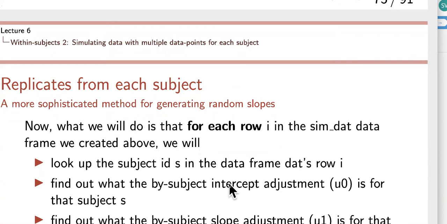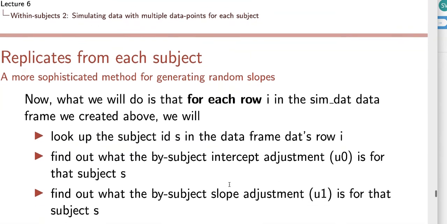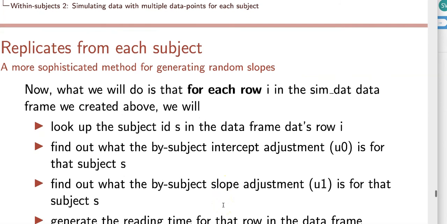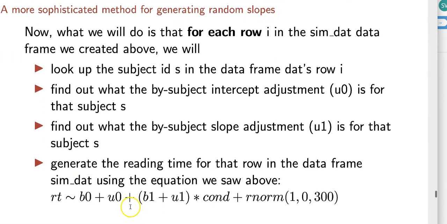So what we're going to do is that for each row in the simulated data frame, the SimDat data frame, we're going to look up the subject ID in each row, and find out from the U matrix what the intercept adjustment is, and what the slope adjustment is for that subject, right? And then we're going to plug in that value, the U0 and U1 value for that subject, into our data generation function for the particular row in the data frame.